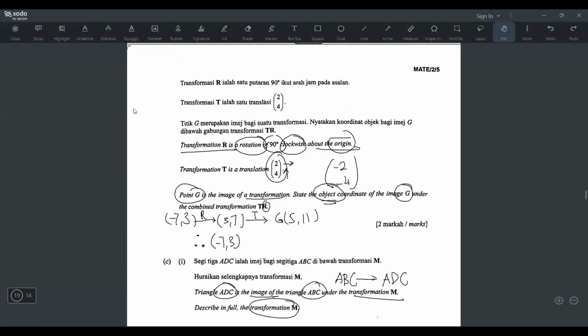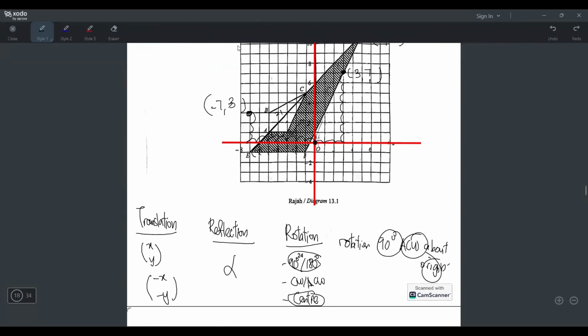So let's go to the diagram. Where's the object? Where's the image? So ABC is this one. I'll label it O, and then ADC is this one, which is the image, right? So as you can see, this is reflection, right? It's quite easy to see actually. The reason I know is, okay, it's not enlargement because it's the same size, right? And it's not translation because the orientation changed already, right? And it's either reflection or rotation.